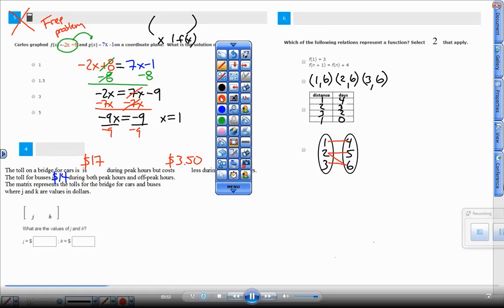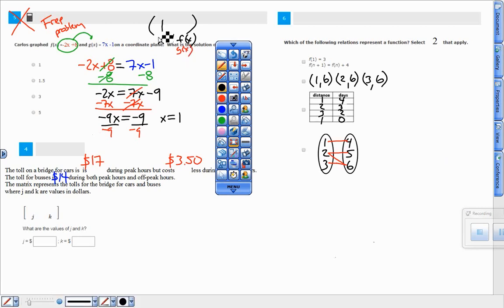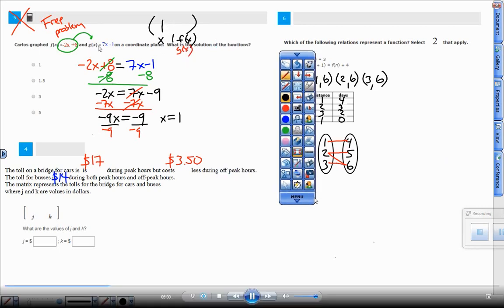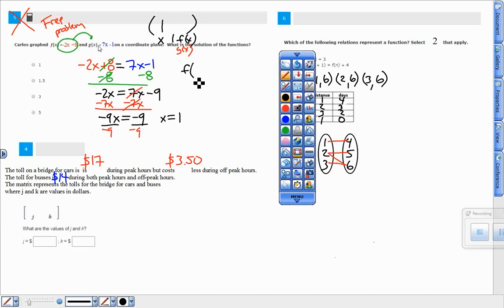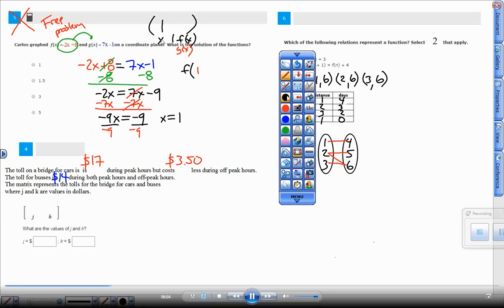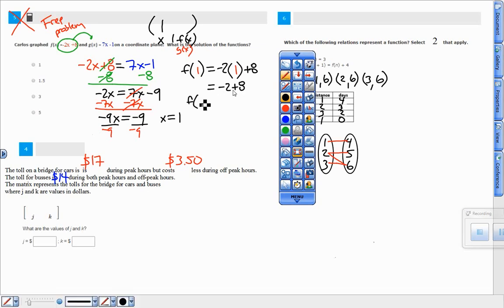So I want you to see that with that x being 1, if I took that and substituted it in or evaluated for one of those, that would give me the y value, or the f of x, or the g of x value. So if I plug it into f of x here, plug that 1 right where x is, negative 2 times 1 plus 8, that gives me negative 2 plus 8. So the function at 1 for f of x is 6.